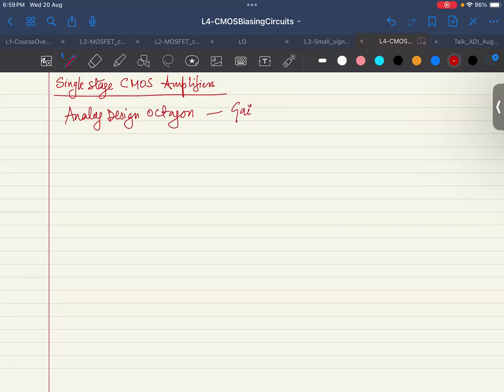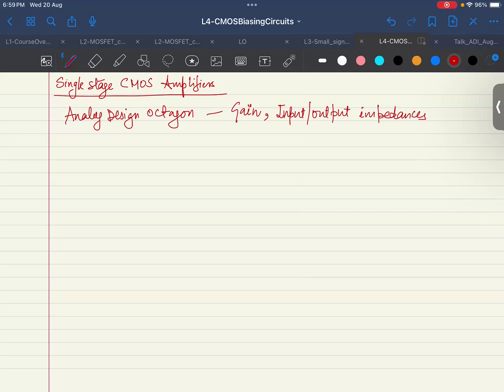The gain we have seen in detail, but as I told you, in the design, along with the gain, there's the importance of input-output impedance, because you are going to interface these circuits with the real source and load. So we'll look at the different quantities in the octagon one by one. As of now, let's just look at these two variables: we have gain and we have input output impedance.